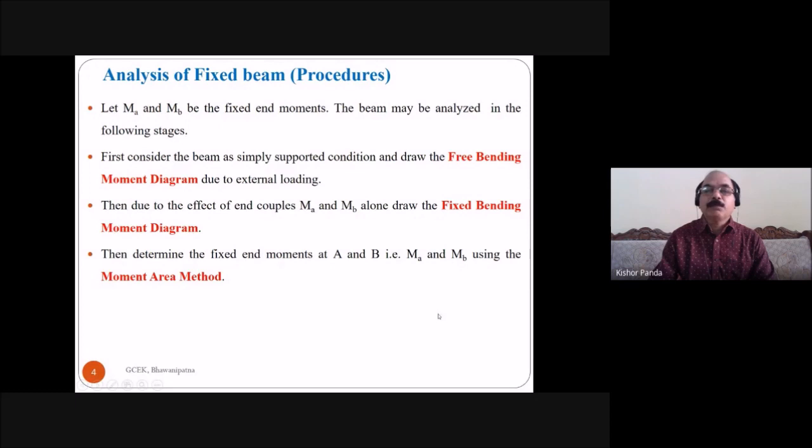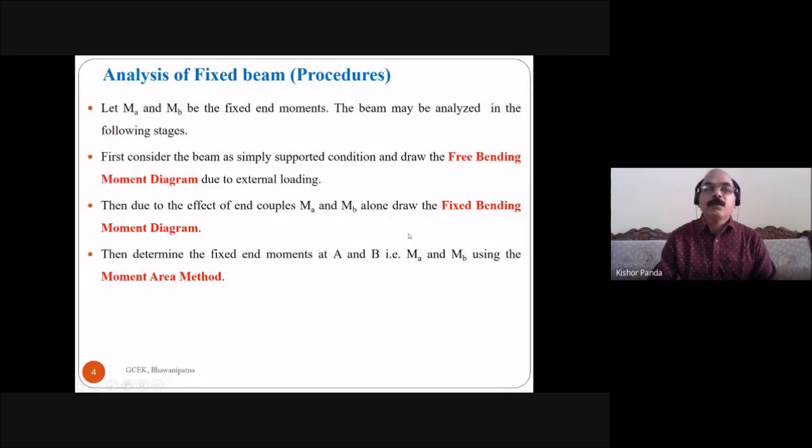Similarly, if the simply supported beam has a uniformly distributed load, W per unit run throughout the span, what is the bending moment diagram? The bending moment diagram is parabolic, and the maximum bending moment value at the midpoint is WL square by 8. You know that from strength of materials.